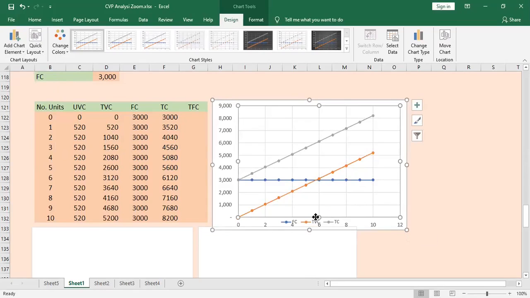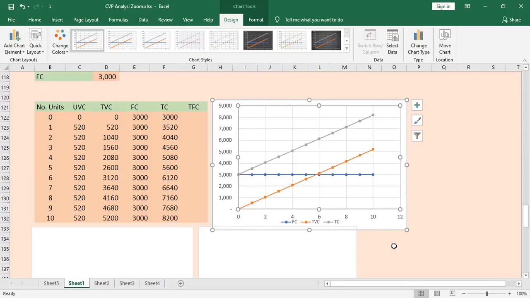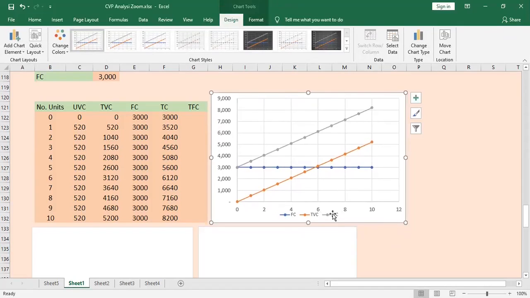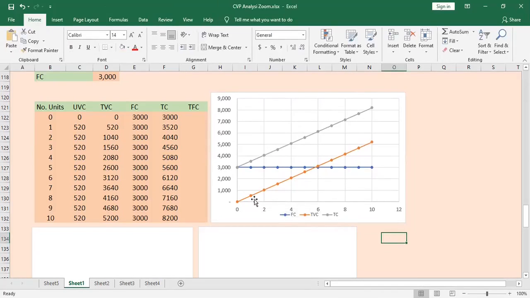Right, now you can see this blue color line, it represents the fixed cost, right? This orange color line represents the total variable cost, and the gray color one is the total cost, right? Now you can see the relationship here. Fixed cost is going parallel with the x-axis, and there is a positive slope when it comes to the total variable cost, starting from 0, increasing when the number of units are increasing.